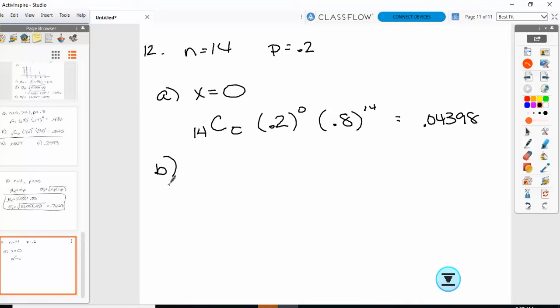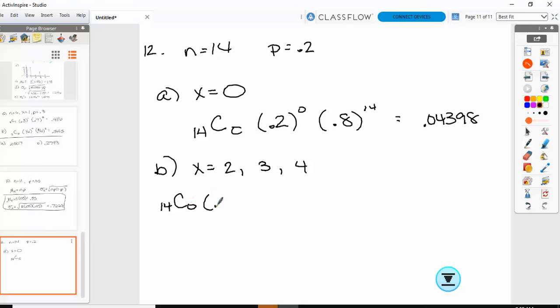B, what is the probability that between 2 and 4 we're able to recover? So that means x could be, when I say inclusive, that means including those, so it could be 2 or 3 or 4. So we have to do each one of them and add it up.